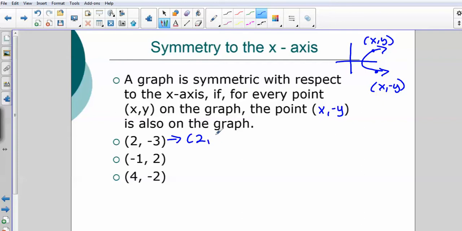So the first one becomes 2, 3. The next one becomes negative 1, negative 2. And the last one is 4, positive 2.